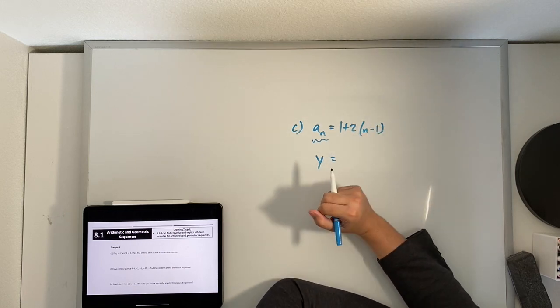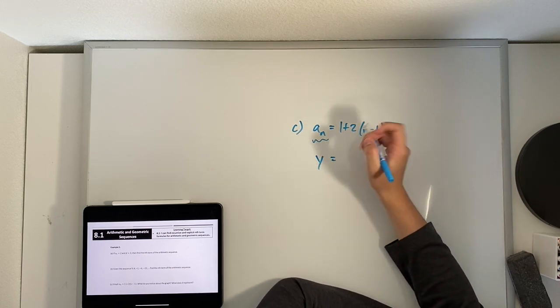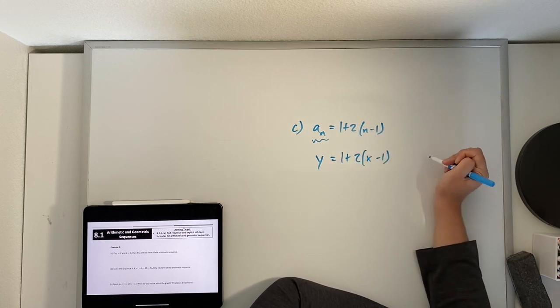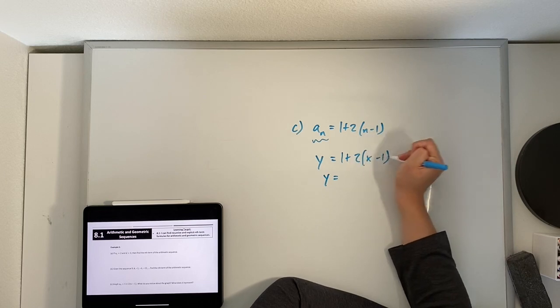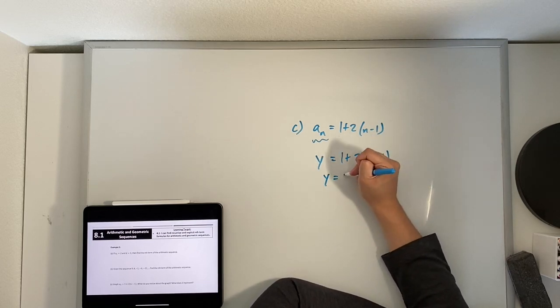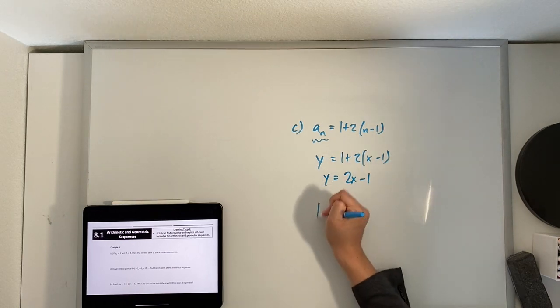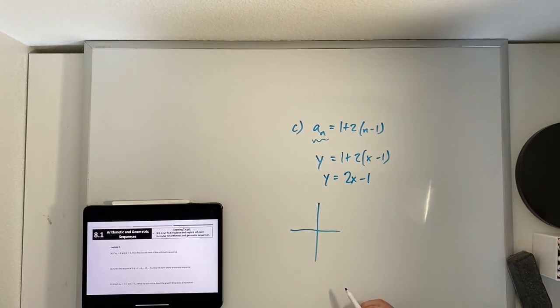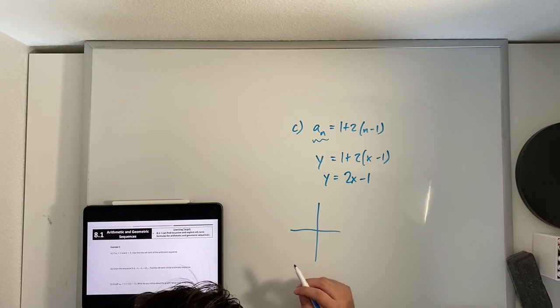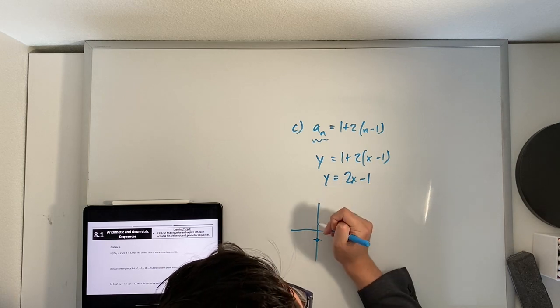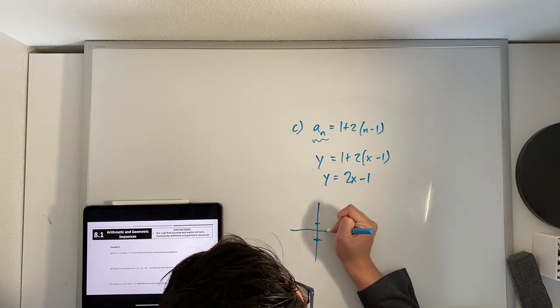And what is our input? What are we plugging into this function? That's n, so we'll call that x. Okay. And now I'll simplify this a little, distribute the 2, and combine our like terms. So we have a more familiar function. What kind of function is this? Well, hopefully you guessed correctly. It is a linear function. And negative 1 is our y-intercept, 2 is our slope, so up 2 over 1.